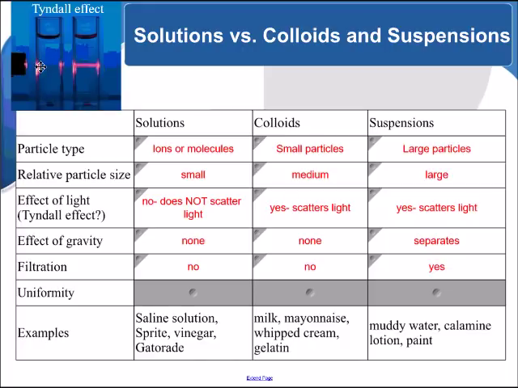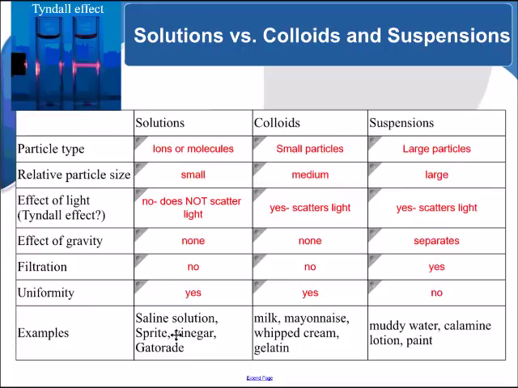In uniformity, this is our last one. Uniformity means, is it the exact same throughout? A solution, yes, it is. The composition at the top is the same as the composition of the bottom or any other sample you take from anywhere in that sample. A colloid also is going to be the same. A suspension, however, no, it won't. There will be differences, particularly the large particles that could be on the bottom. That means there might not be anything up at the top.